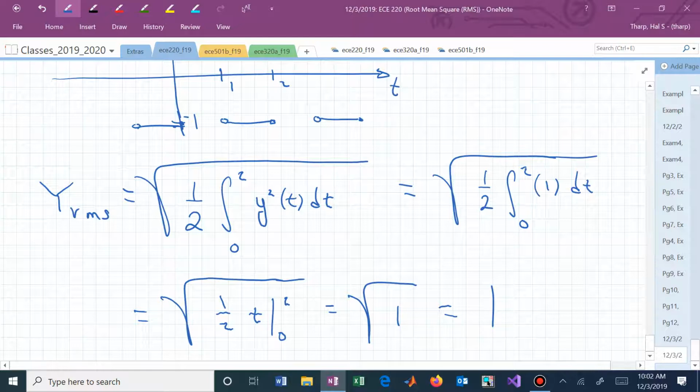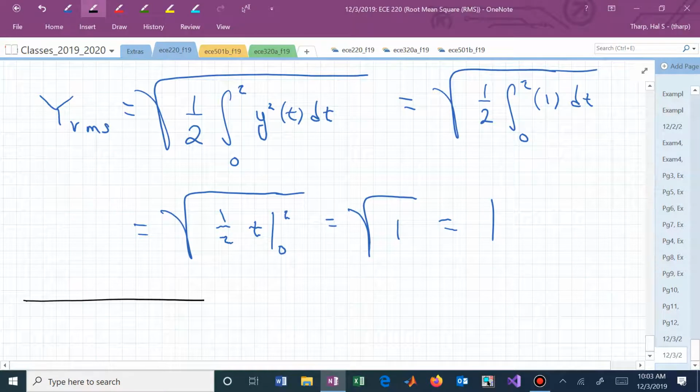So there, the RMS value is just 1 for that periodic waveform that was going back and forth between plus 1 and minus 1. No square root of 2 in that particular waveform. Let's look at another one.